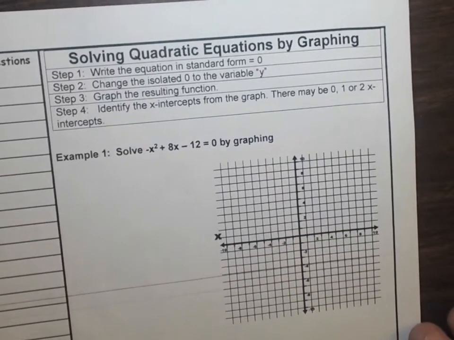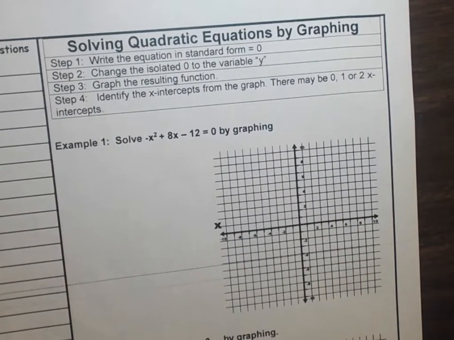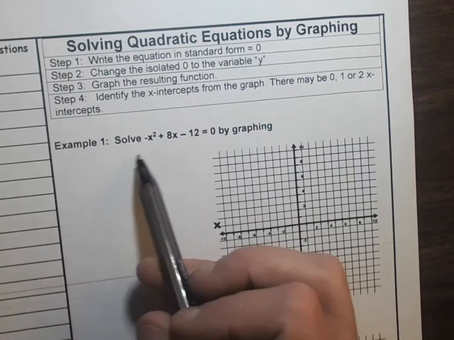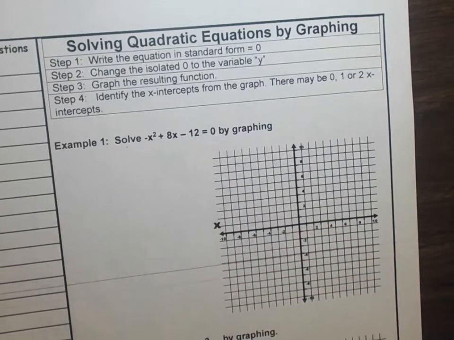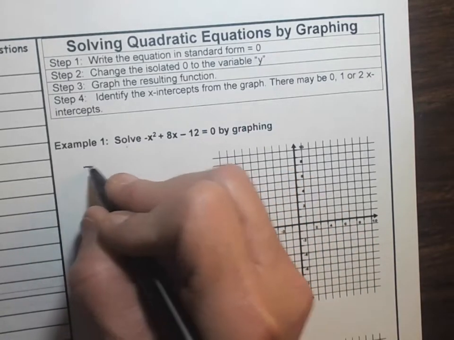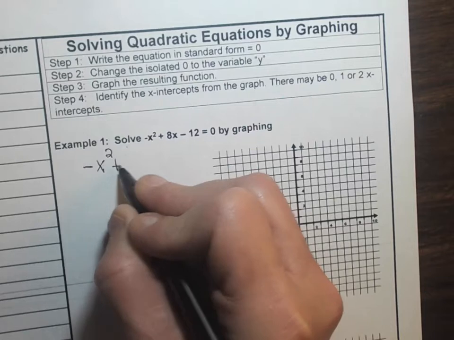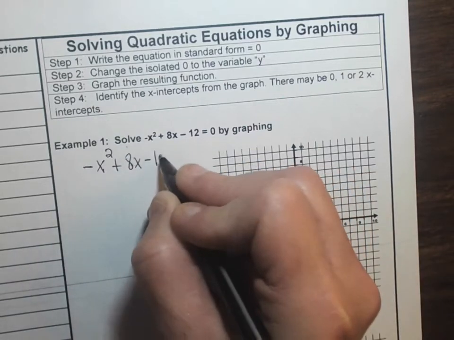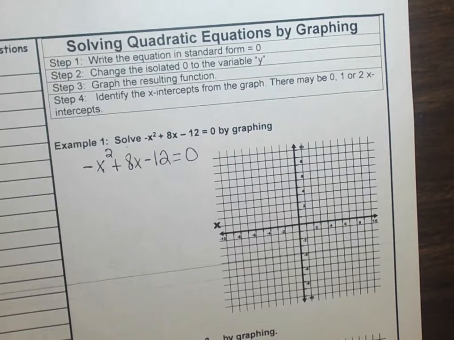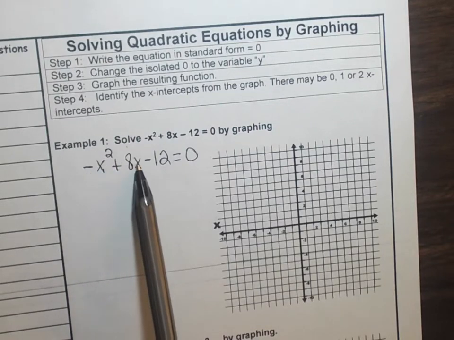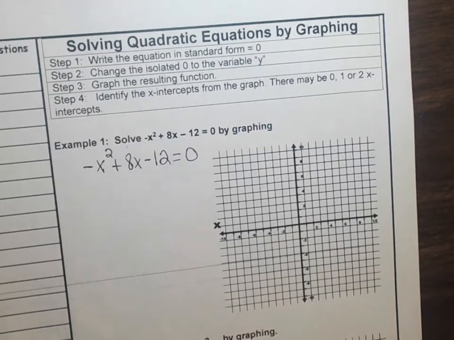If you look at the top of your paper, I wrote solving quadratic equations by graphing. First, your quadratic equation has to be written in what's called standard form and equal to 0. So if you'll look, it says solve negative x squared plus 8x minus 12 equals 0 by graphing. So we have the quadratic negative x squared plus 8x minus 12 equals 0, and our quadratic is in standard form, ax squared plus bx plus c equals 0.